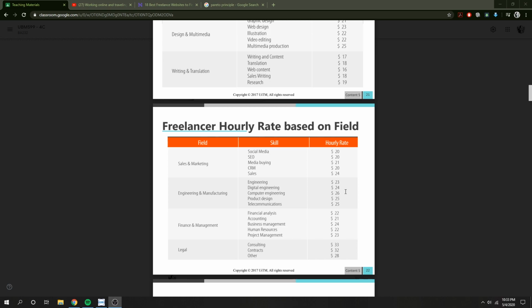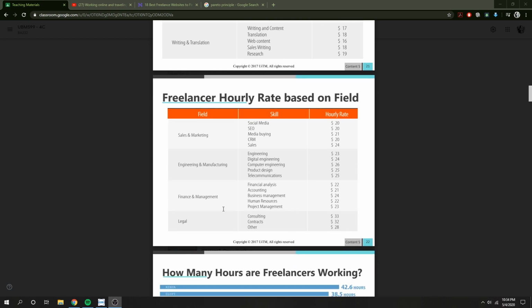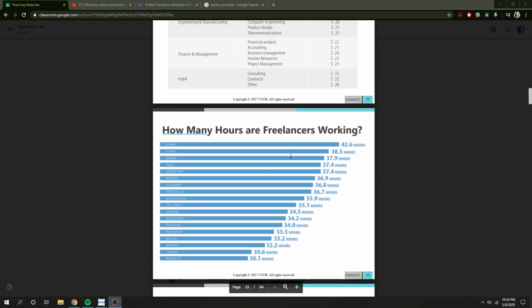Engineering, of course, akan libatkan lebih sikit, because they using specific software tools ke. Finance and management, yes, accounting, business management, HR, maybe what consultants ke, yes, depends on what type of job you want, you dealing on, so have to look berapa offer dia. And legal, okay, ni lain lah kan. So how many hours are freelancers working?